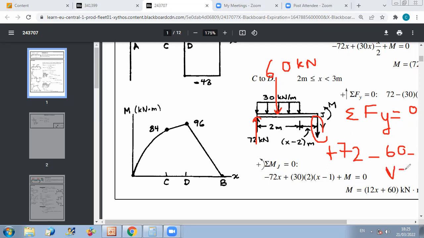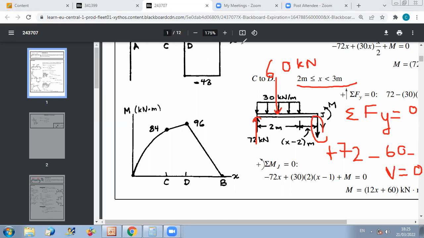So you can deduce, as expected, that between 2 and 3, the shear is constant, because nothing is changing. You don't have any load change from C to D. This is why you can expect that V will be constant, and the V value will be equal to 72 minus 60, equal to 12. And we verified then the result obtained by the area method.